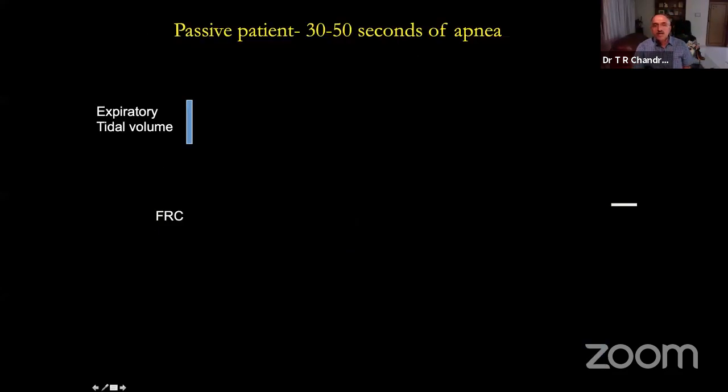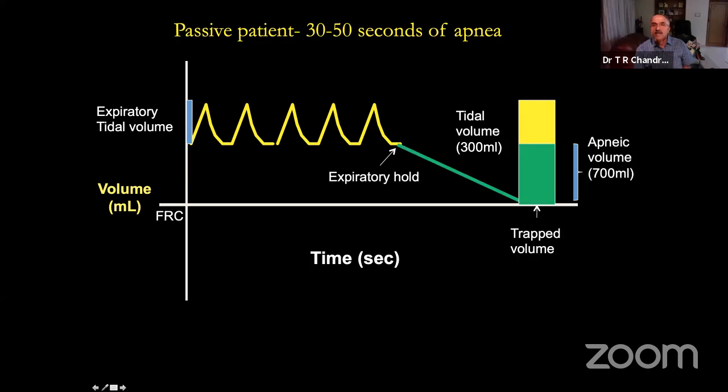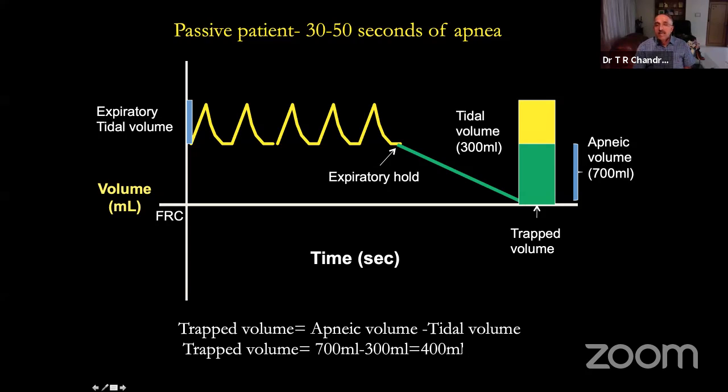You can also look at the volume. Once the expiratory volume is around 300 ml, now I put an expiratory hold here, and this expiratory hold can be for a very long time, 30 to 50 seconds. Then 700 ml has come out. So there is an extra 400 ml of trapped volume that has come out. We used to squeeze the patient physically sometimes after disconnecting from the ventilator. This is the reason why there will be a lot of trapped volume.